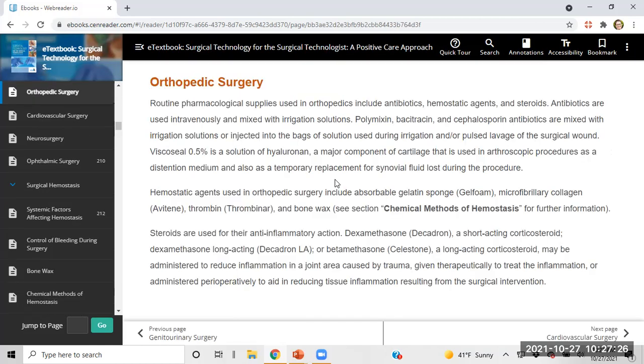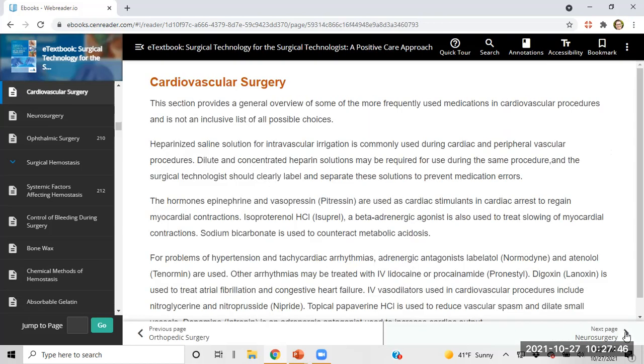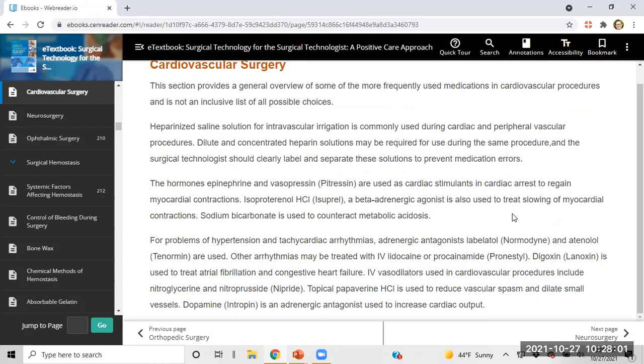Orthopedic surgery. So here we're seeing a lot of antibiotics, hemostatic agents, and steroids, and you can look through all of these. We do have some bone wax in the lab. I don't know if we've got the gel foam in there, but the techs are going to look to see what we have that they can demonstrate to you. Of course, then cardiac surgery, we've got a lot of heparinized solutions that are going to be used. Epi and vasopressin is usually always going to be present in a cardiac case, in case that there is a cardiac arrest.